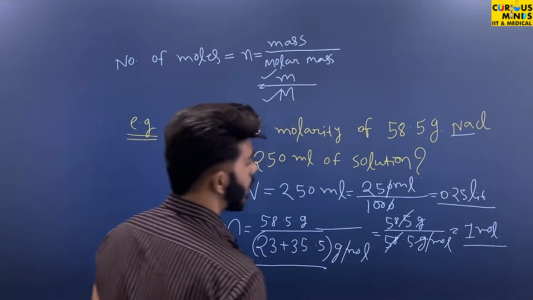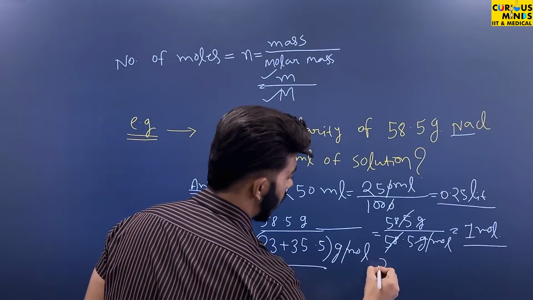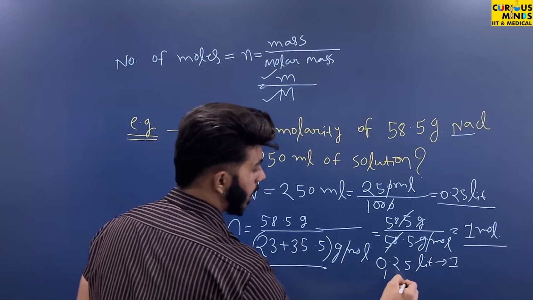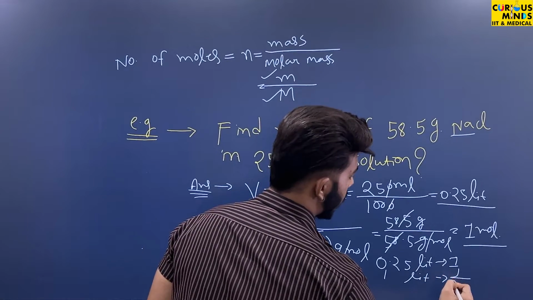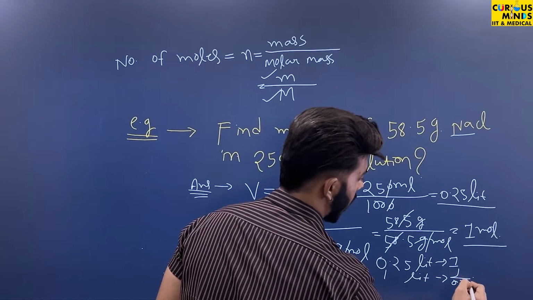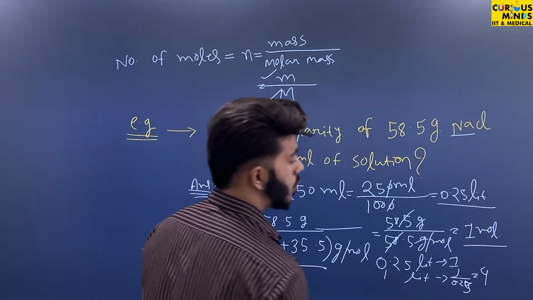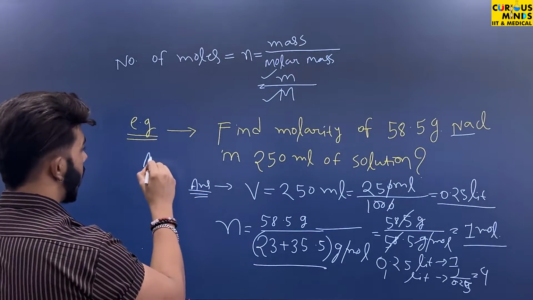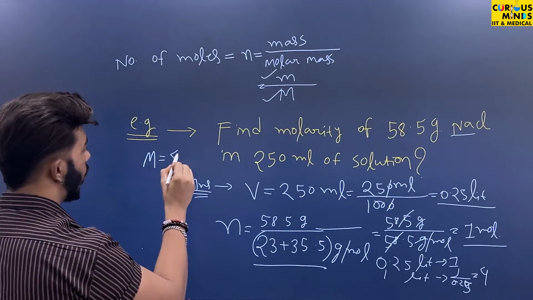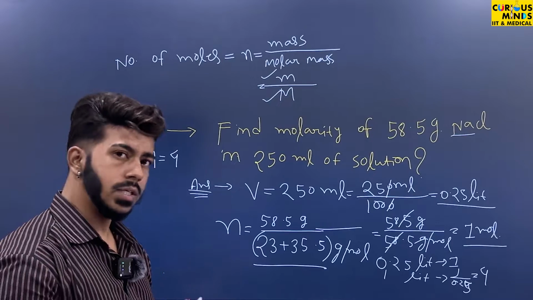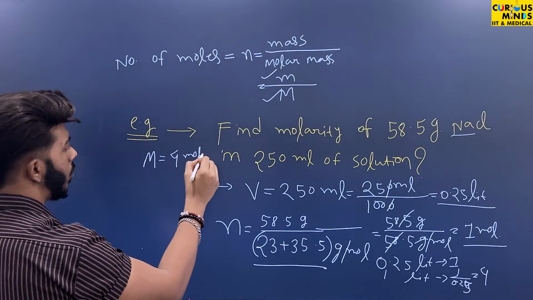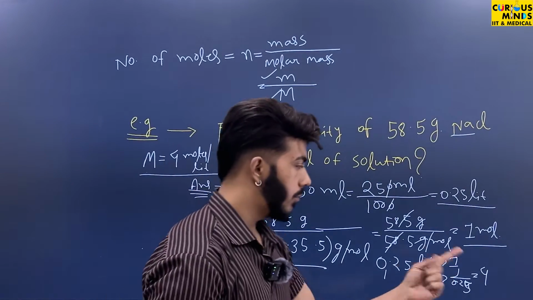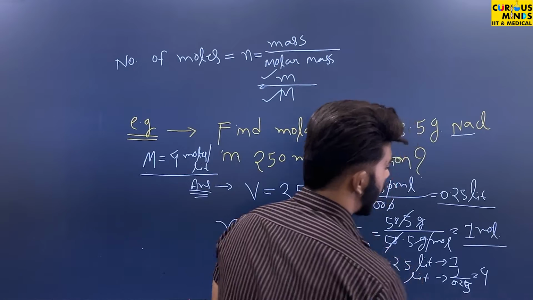In 0.25 liter there is 1 mole. In 1 liter, how many moles will there be? 1 by 0.25, that will be 4. So the molarity will be 4. Capital M will be 4. Now what is the unit of molarity? It is a concentration, so moles per liter. This will be the answer: 4 moles per liter. Now that's all about molarity.